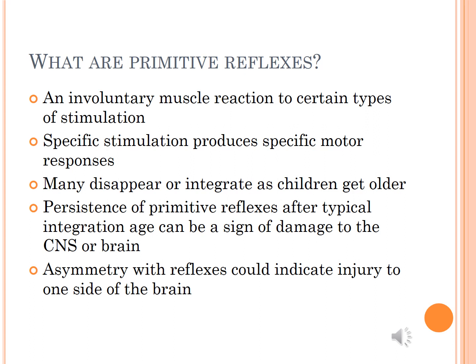For some kids, you might see persistence of primitive reflexes beyond the age that they're supposed to have them. If that does happen, that can be a sign of damage to the central nervous system, whether it was cerebral palsy, a brain injury acquired after birth, or any other developmental disorder, that kind of thing. The same could be said with asymmetry. So some of the reflexes that we're going to go through, you have to one side and then to the other side, but maybe a child has a very strong one that they cannot overcome to one side, and then they have absent on the other side. That could also indicate an injury to one side of the brain.